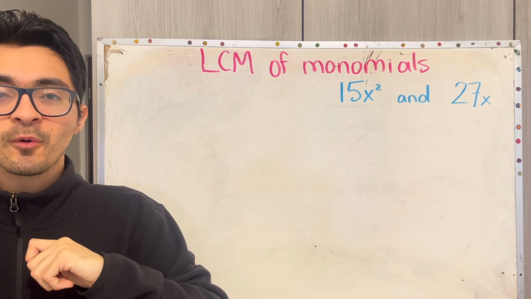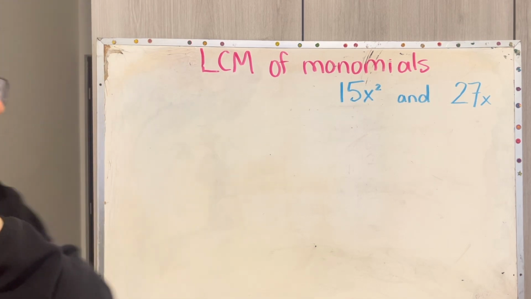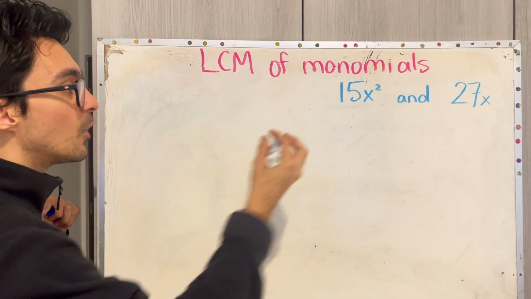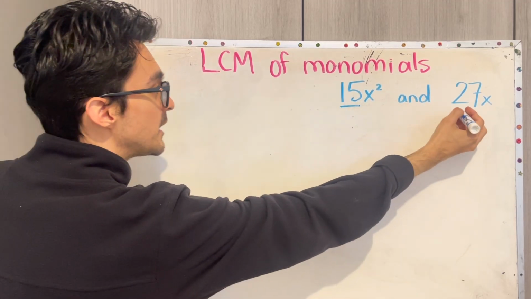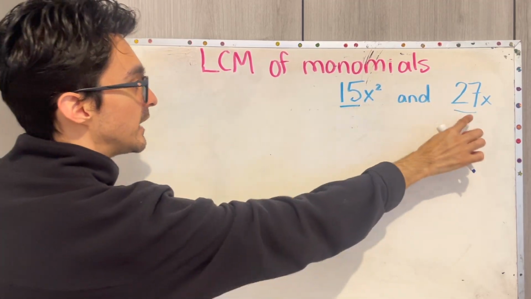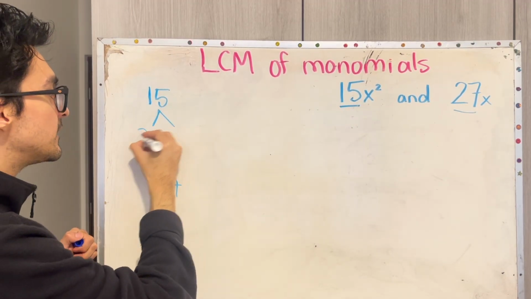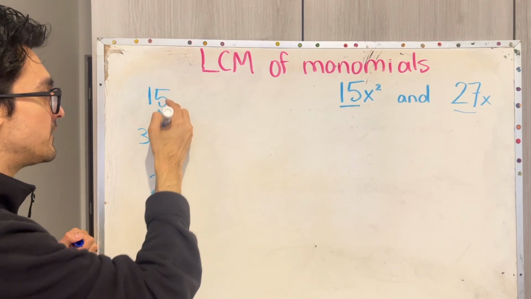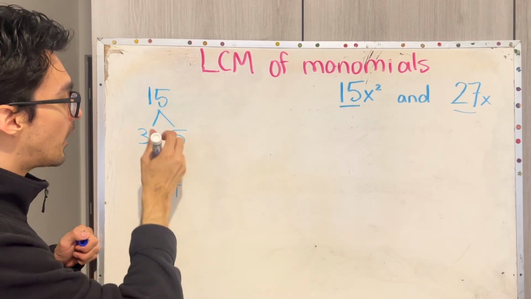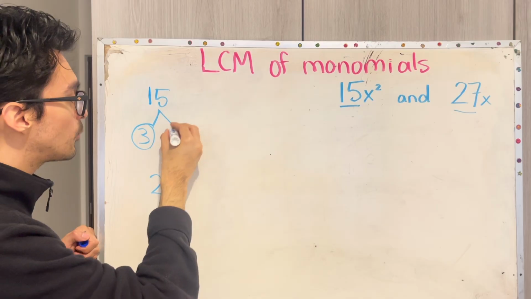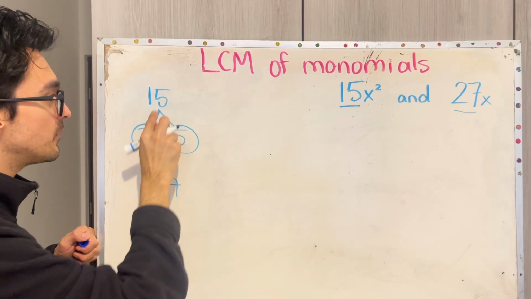Hello, today we're looking for the least common multiple of two monomials. So the first thing we're doing is we're working on the prime factorization of the constants in each of these two terms. I know, for example, that 3 times 5 results in 15. Both 3 and 5 are prime numbers. So this would be my prime factorization for 15.